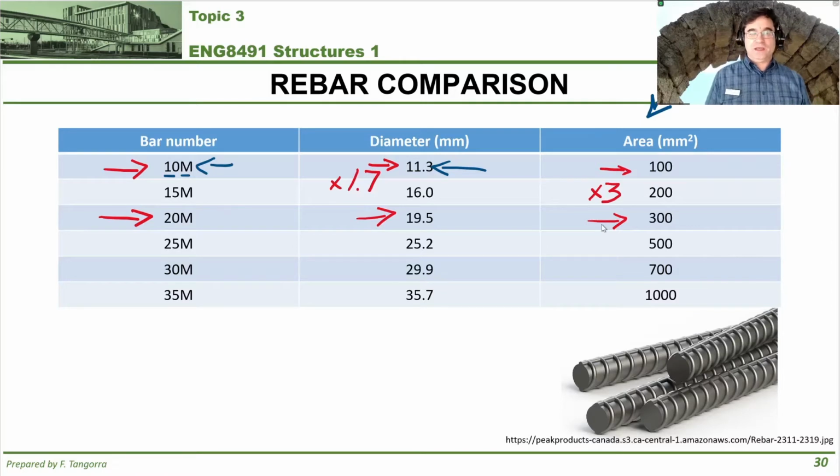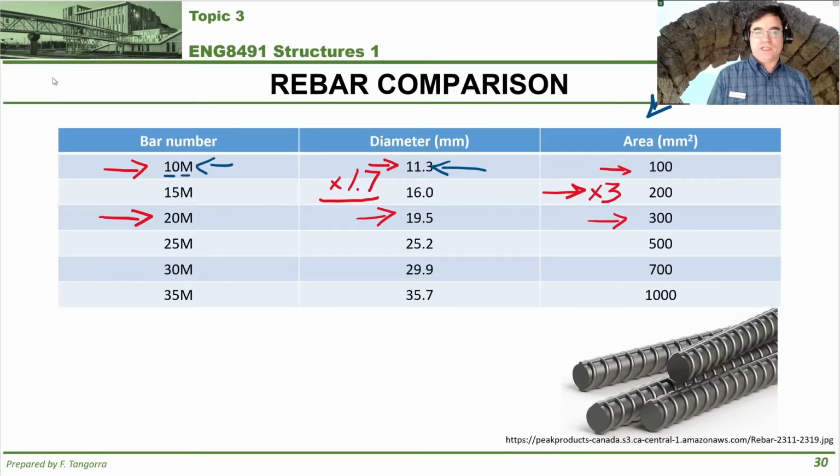What does that mean? Well, in our business, in construction and civil engineering, material is sold by weight. So if something is 3 times as large area-wise, even volume-wise, that means it's 3 times as heavy. That means it's 3 times as expensive. So that's important to recognize. Look at that: increasing the diameter by 1.7 increases the cost by 3 times when it comes to rebar. But that's true for any material that is sold by weight.